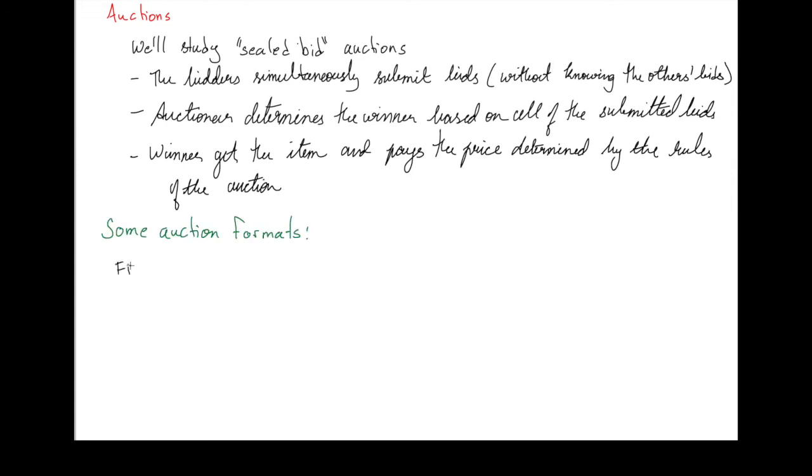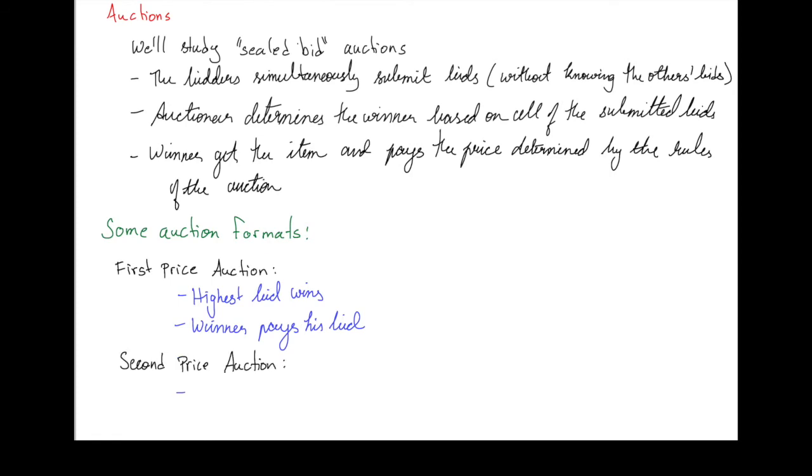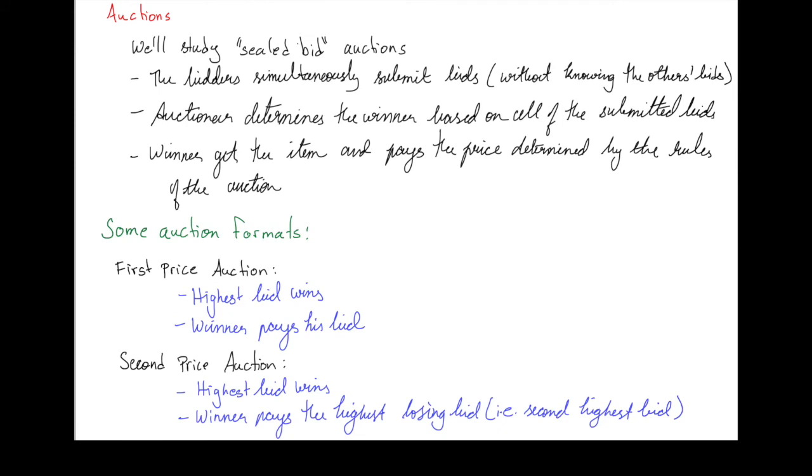The first price auction. Here the auctioneer will pick the bidder who submits the highest bid as the winner. And the winner pays whatever he bids. So that's the most natural thing you would think of when you think of an auction. Another type of auction is called the second price auction. The rule for determining who wins is the same, the highest bid wins. The payment rule is what is different. Here the winner doesn't pay his bid, but rather pays the highest losing bid. In other words, the second highest bid, hence the name second price.